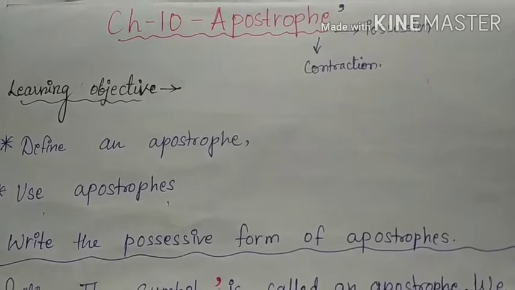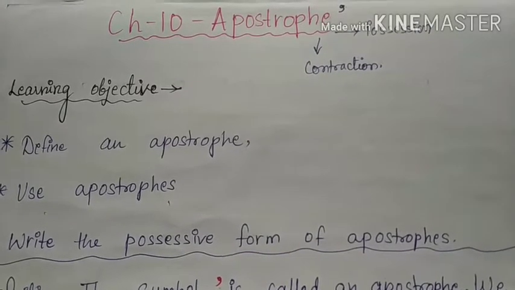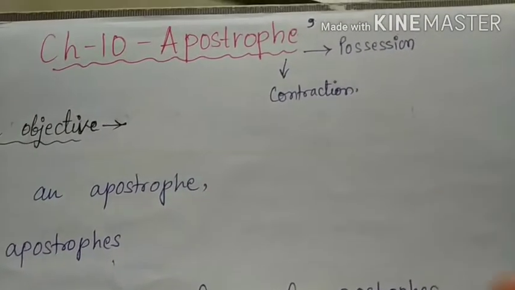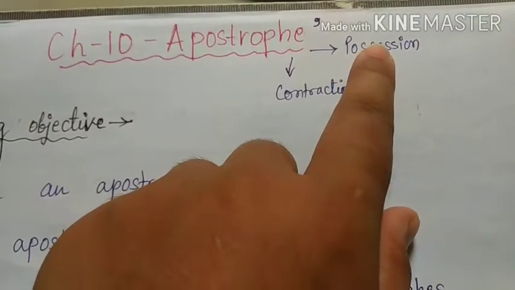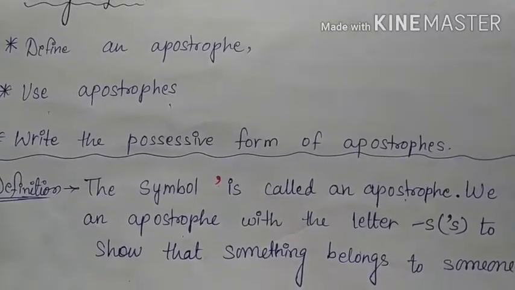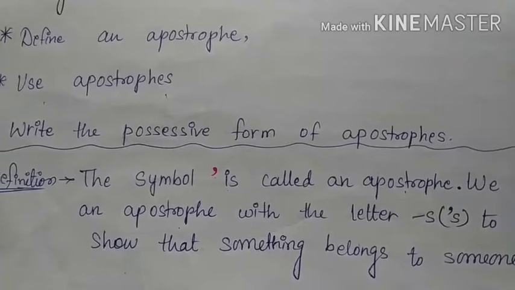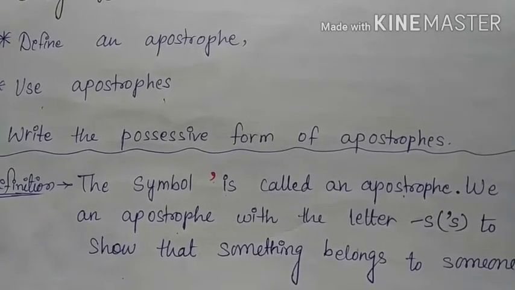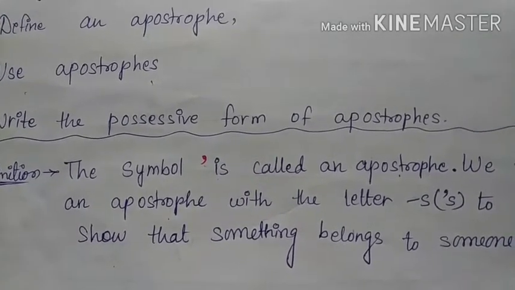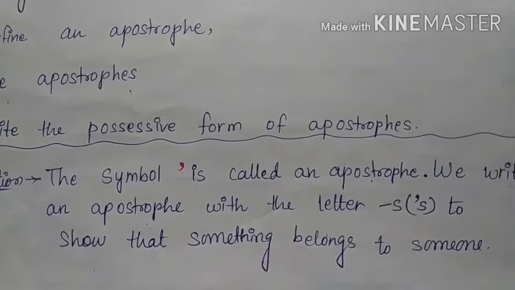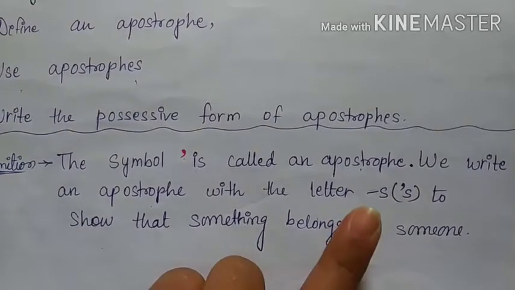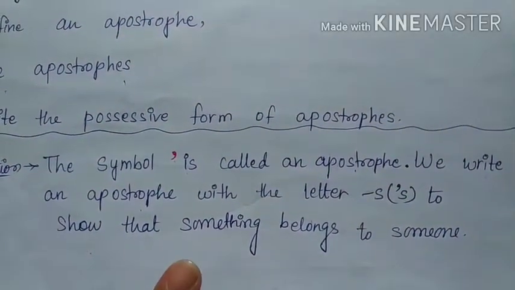Alright. Now let's look at two main uses of the apostrophe. One way to use the apostrophe is to show position. And the second way is contraction. First, let us see the definition of apostrophe, then we will see the two ways to use an apostrophe. The symbol is called an apostrophe. We write an apostrophe with the letter S to show that something belongs to someone.